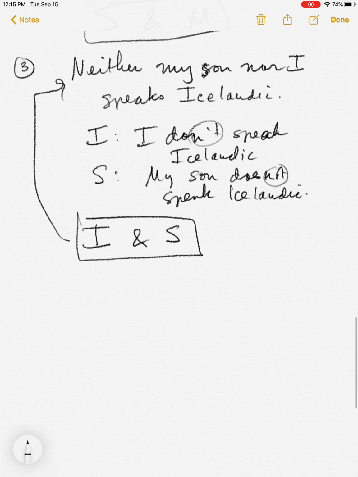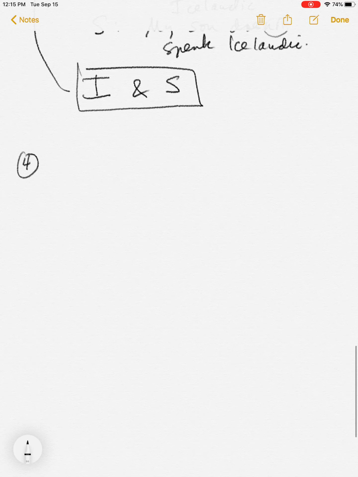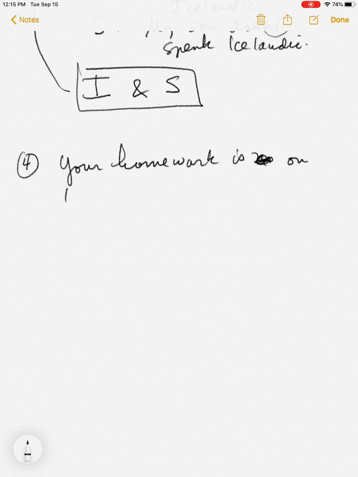Here's another one. Sometimes we have sentences with relative clauses, and here's an example. Your homework is on the kitchen floor, which hasn't been mopped in weeks.